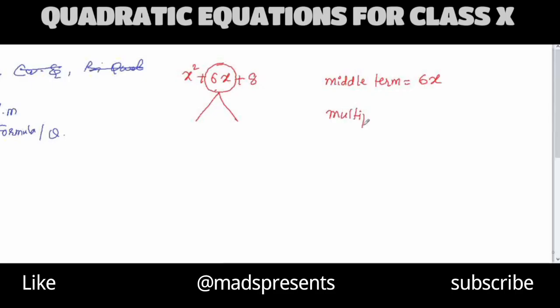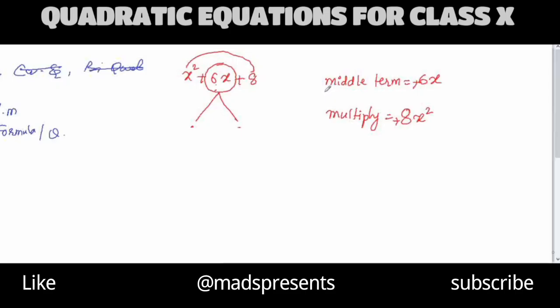We can choose addition or subtraction, whatever it may be. But while multiplying, we must get the extreme term. For example, take 6x as two terms. 6x can be split into two terms so that when you multiply them, you must get the extreme term, that is 8x square.